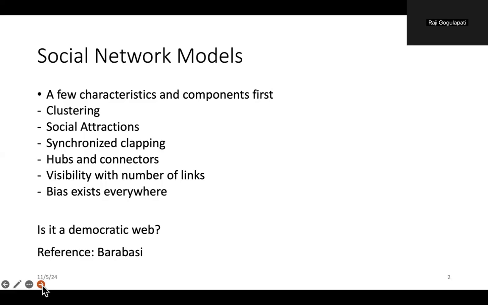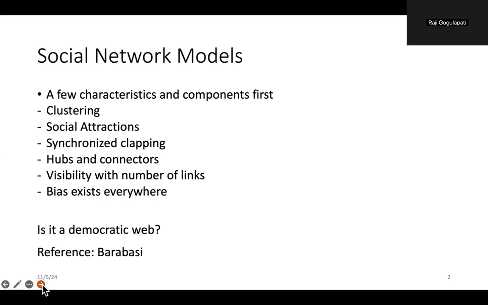The slides also make this interesting point about visibility and the number of links. The more connected you are, the more visible you are, which then attracts even more connections. Exactly, it's a self-reinforcing cycle. And it leads to something really important: the slides highlight that bias exists everywhere. What does that even mean when it comes to networks? Well, it's not always about intentional discrimination. It can just emerge naturally from the structure of the network.